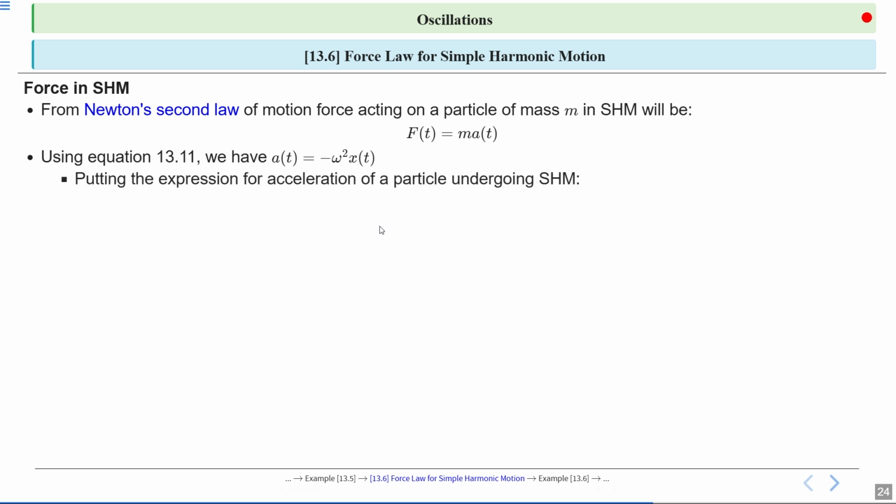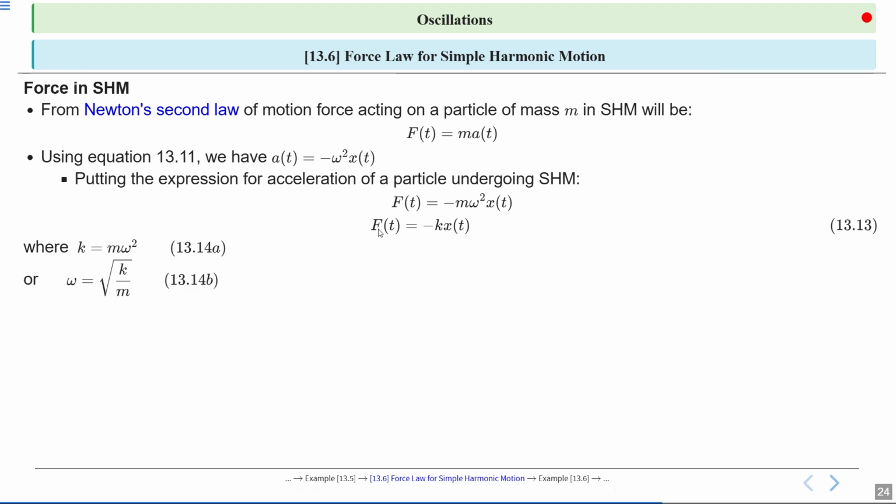So substitute this expression for acceleration into our force equation. This means we are replacing a of t with minus omega squared times x of t. This step is crucial because it links the force directly to the displacement, showing the unique nature of SHM. So f of t is equal to minus m omega square x of t. So f of t is equal to minus k into x of t. We know k is equal to m into omega square, so omega is equal to root of k by m.